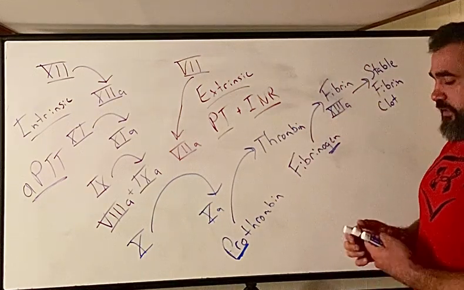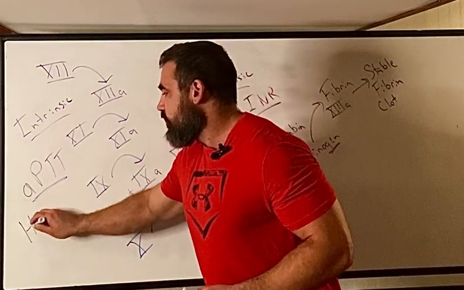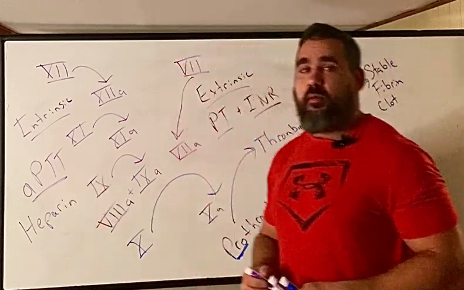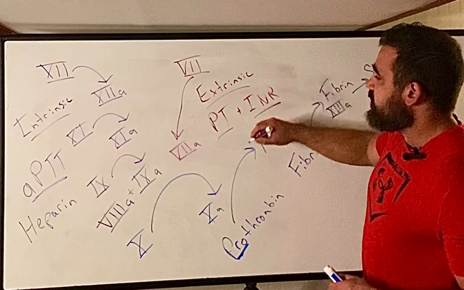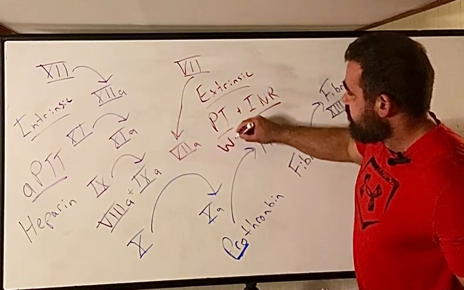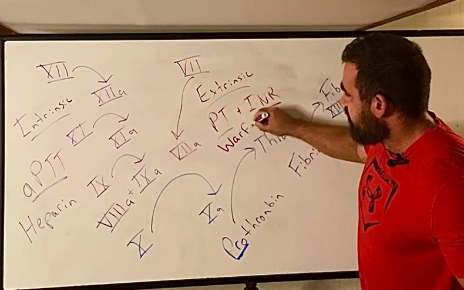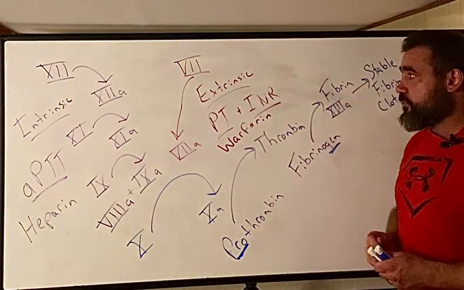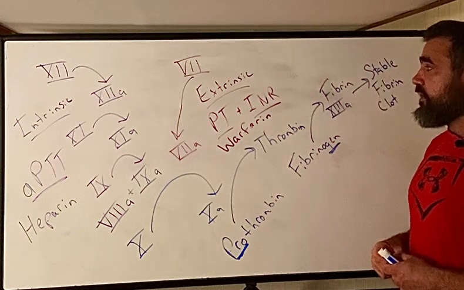Now, drugs that affect these pathways, well, the intrinsic pathway, these are the heparins. So this would be heparin, and low molecular weight heparins like Lovenox, which is enoxaparin. And then here, we just talked about this, so drugs that affect this, so warfarin. So warfarin, Coumadin, whatever name you want to use. And that's how we evaluate them. And those are some drugs that affect those pathways.